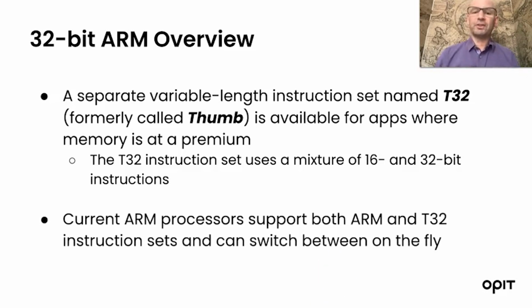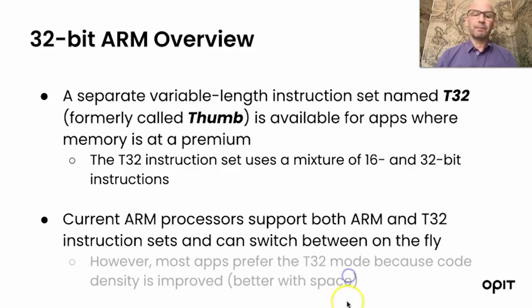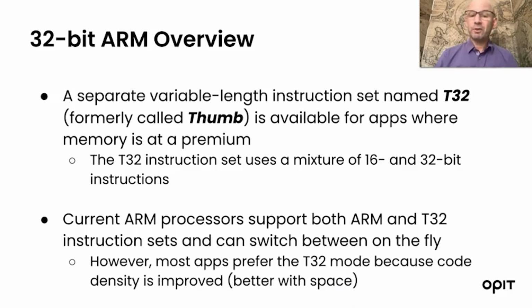So current ARM processors support both ARM and the T32 instruction sets, and they can be switched on the fly. So this is a big advantage of the ARM architecture. Most apps, though, prefer the T32 mode because code density is improved. So in other words, the code that we write to run on those devices is better at fitting into smaller spaces, which a lot of these devices have the requirements for.